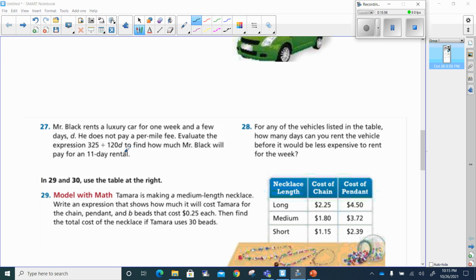Okay, remember the first week was 325. So we have to take 11 and we have to subtract 7 days from that. That's going to leave us 4. So now we know that we're going to take 120 and multiply it by 4.